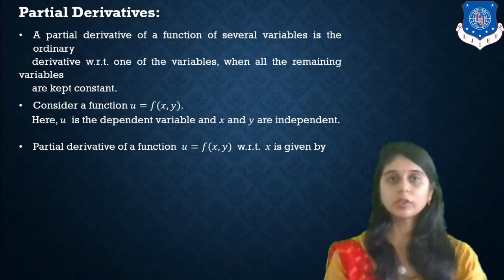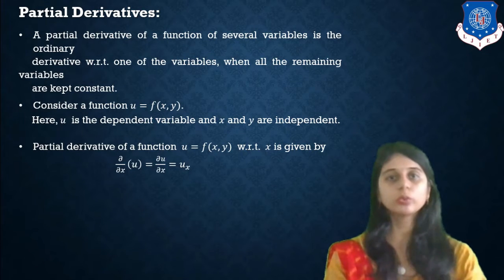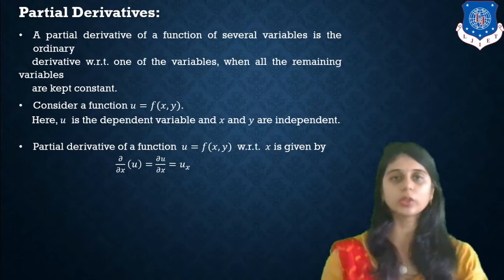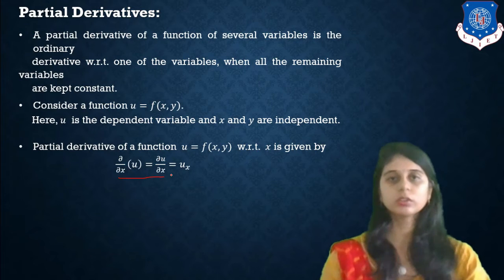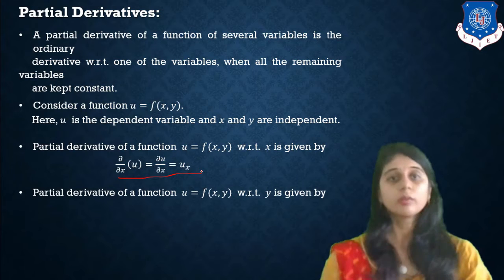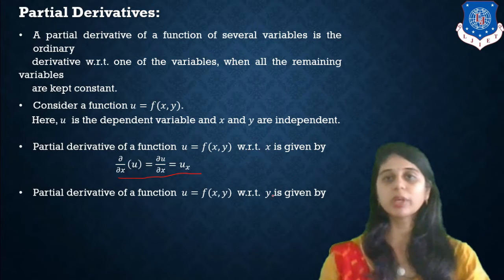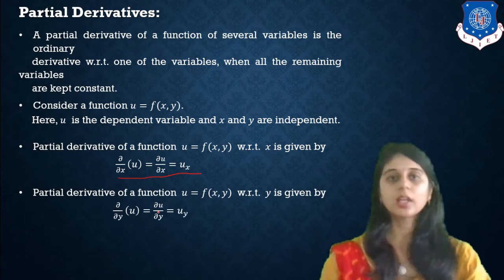The partial derivative of the function u equal to f of x, y with respect to x is given by del u by del x, equal to u subscript x. So these are the three types of notation for the differentiation. The partial derivative of the function u equal to f of x, y with respect to y is del u by del y, equal to u subscript y.